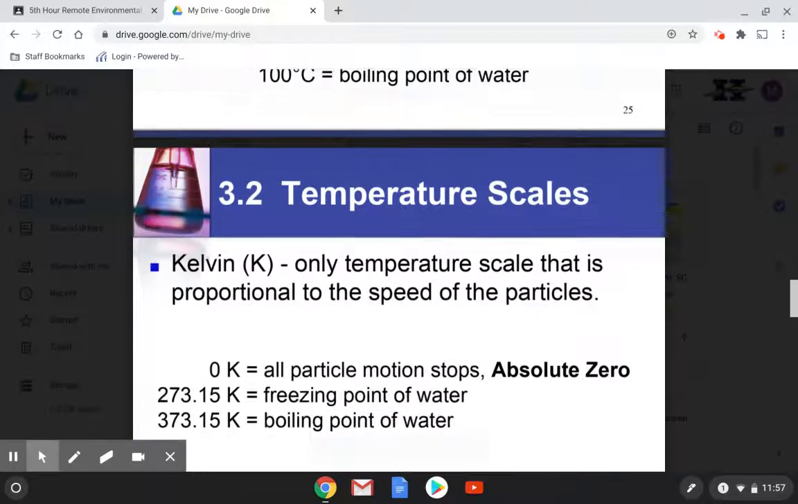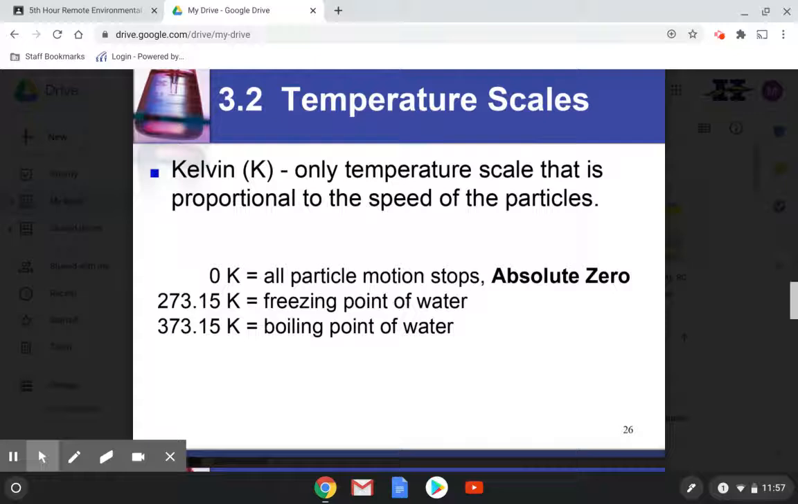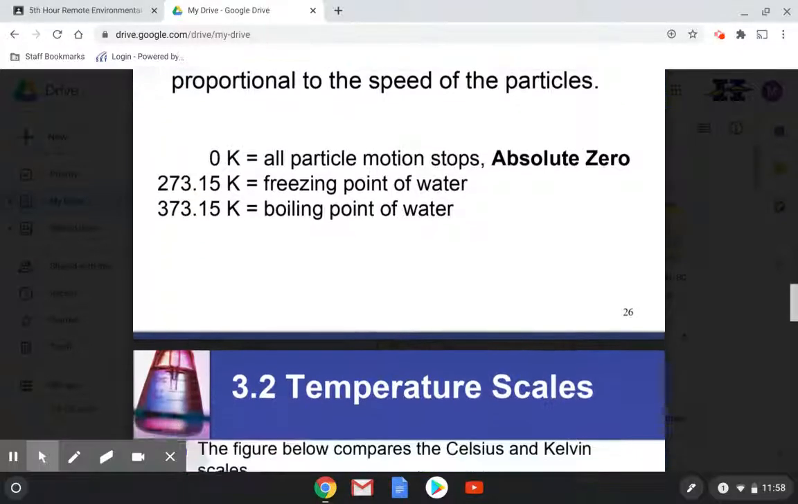And then finally, we got Kelvin. Kelvin is the only temperature scale that is proportional to the speed of particles. So at 0 Kelvin, all particle motion stops, so absolute zero. At this point, it's freezing cold. 273.15 Kelvin is the freezing point of water, and then 373.15 Kelvin is the boiling point of water.